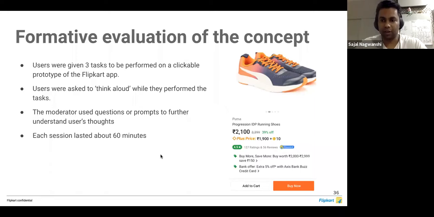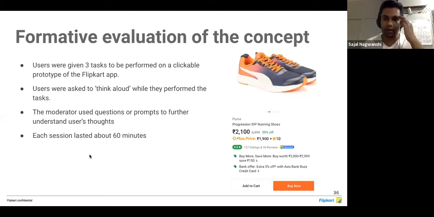We asked people to perform tasks on that prototype. For example, can you buy a shoe on this Flipkart app, or can you buy a shirt? And we had 3 such tasks. And we asked the users questions about how they would complete this task. The discussion usually lasted about 60 minutes, and from there we got to understand what the people's perception was and where they were getting stuck.